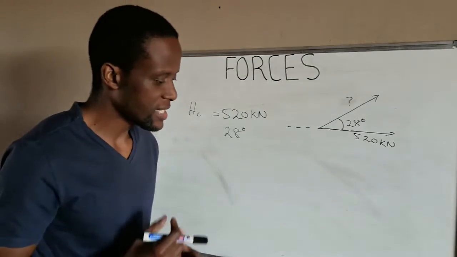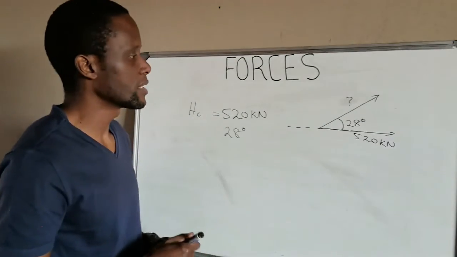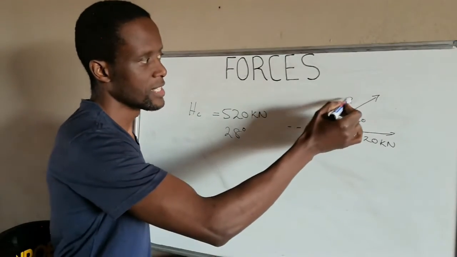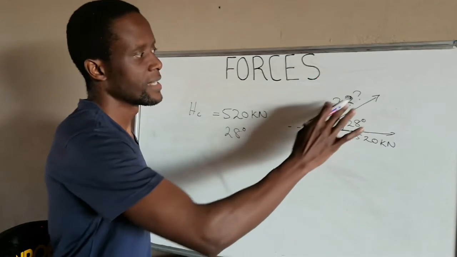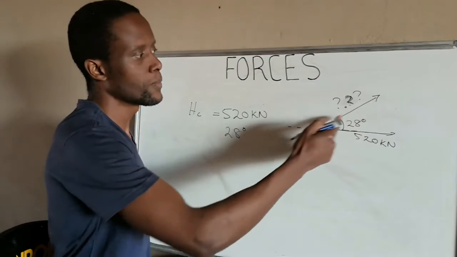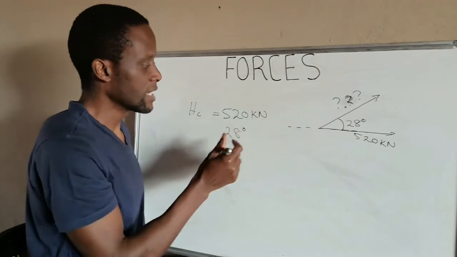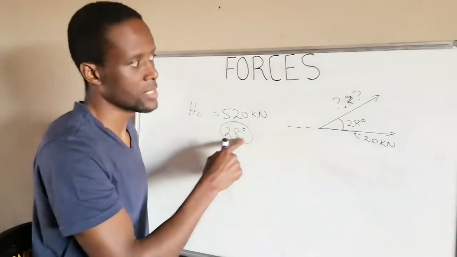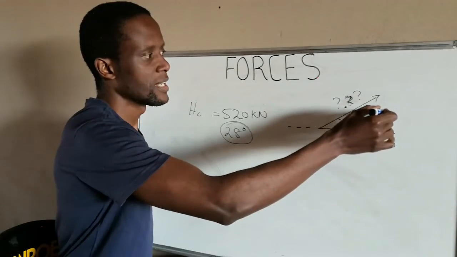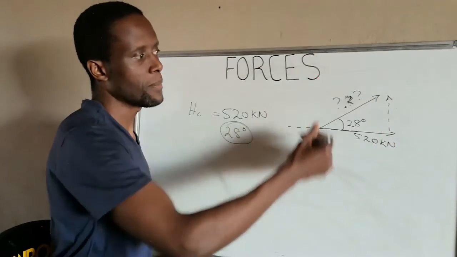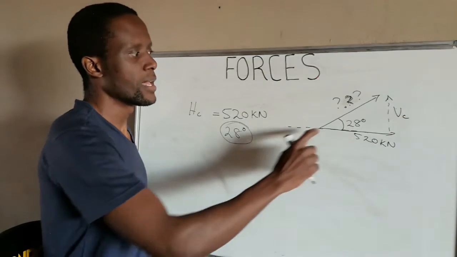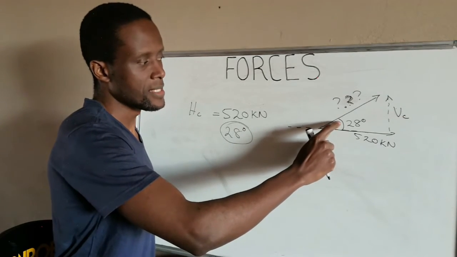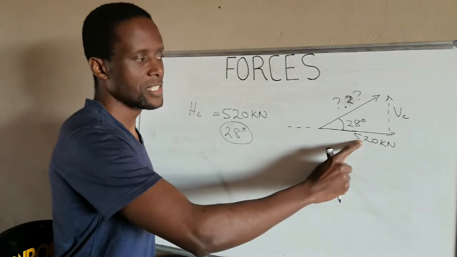So now the question is asking, determine the vertical component. The unknown force, the one I'm putting question marks on, has a vertical component because it is an oblique force. It forms an angle other than 90 degrees, so there is a part pulling this force upwards. This is the vertical component, and that is what they are asking us for. This is our angle of 28 degrees, and this is the horizontal component.